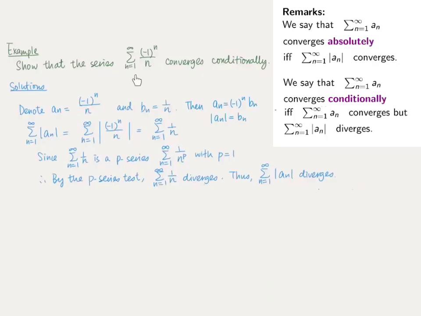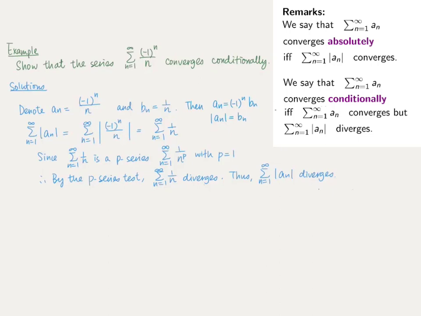Let's refer to this series once again. We want to show that this series, which is formed by terms an equals (-1)^n divided by n, converges conditionally. Therefore, we want to show that this series itself converges. However, the series which is formed by taking the absolute value of (-1)^n over n diverges.